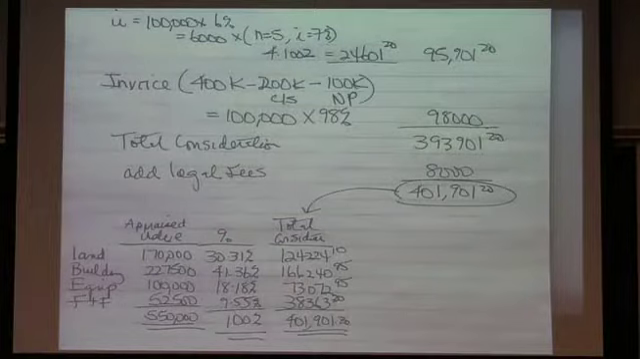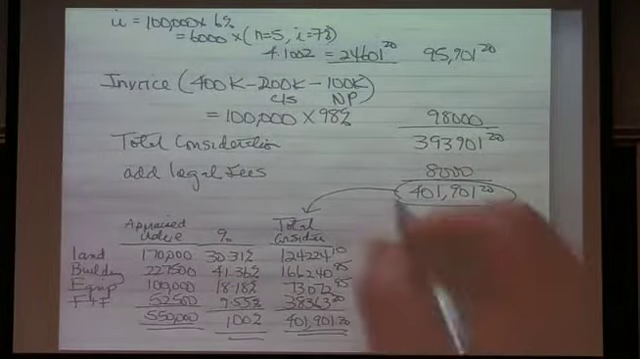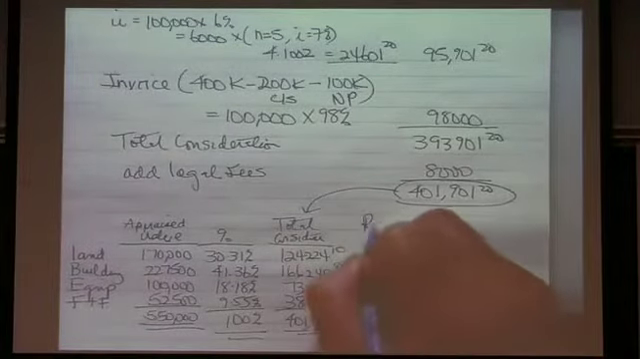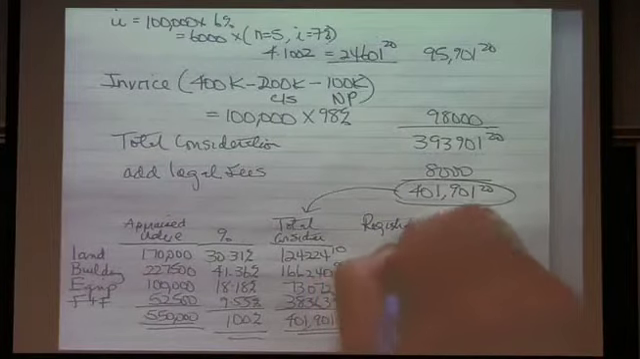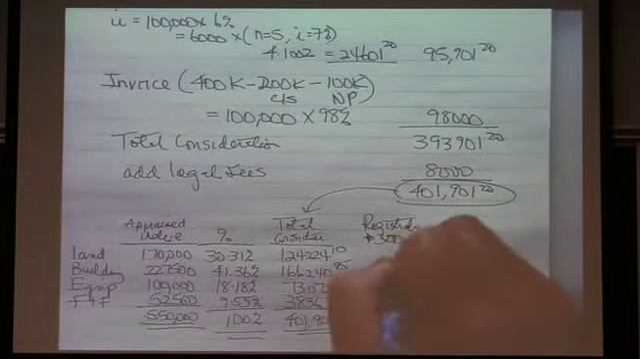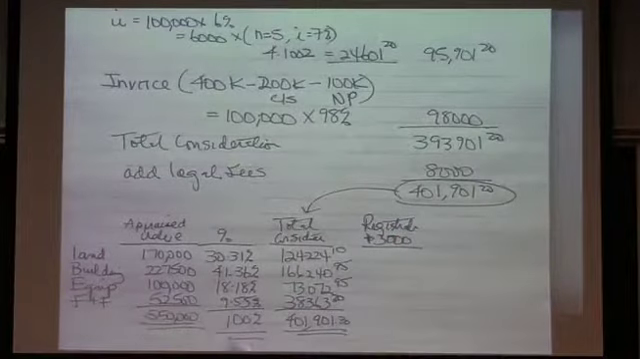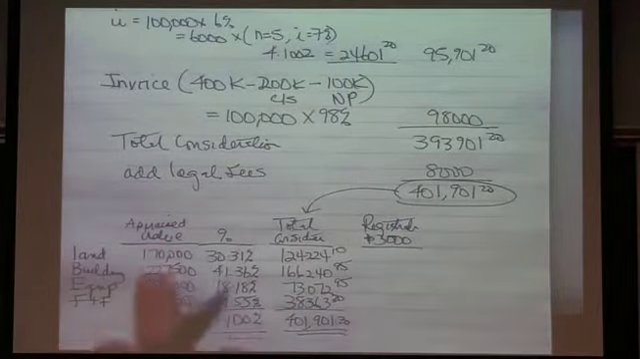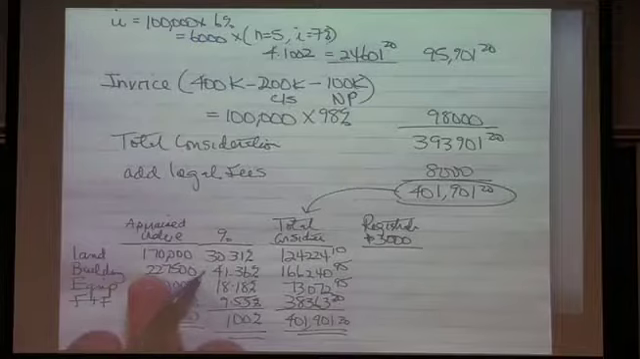Now, if I look at the next one, it says registration for the land and building. Well, registration, that was $3,000. That only benefits the land and building. So I'm going to use the relative fair values only for the land and building.